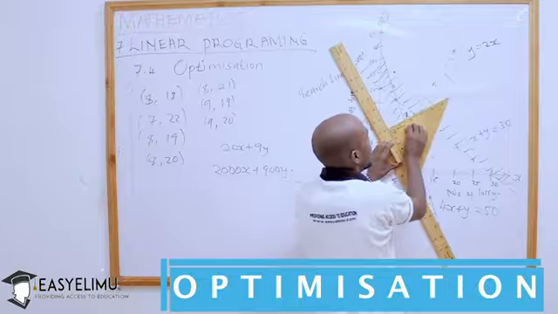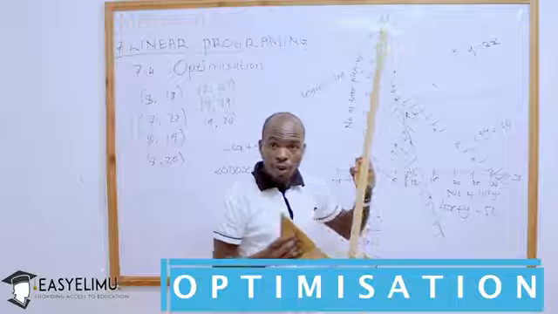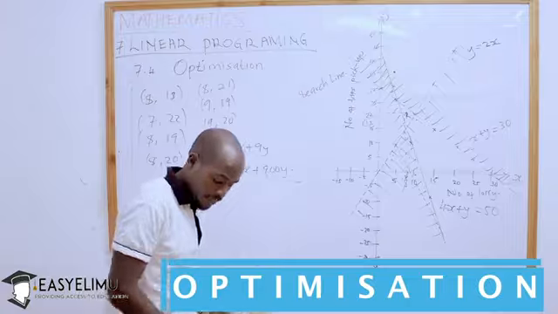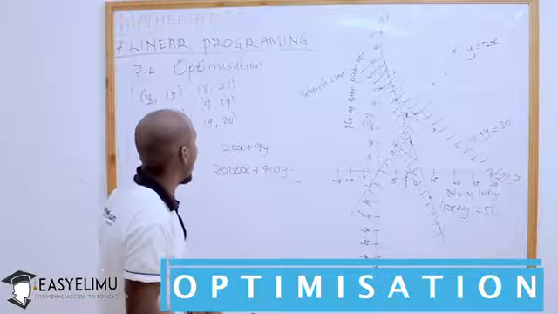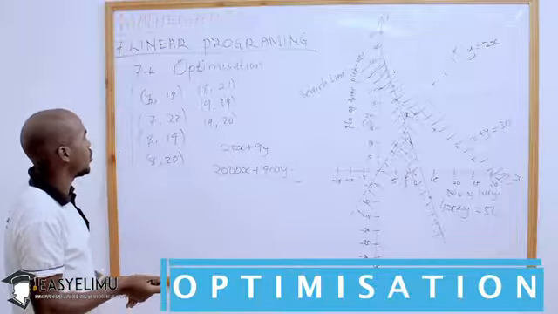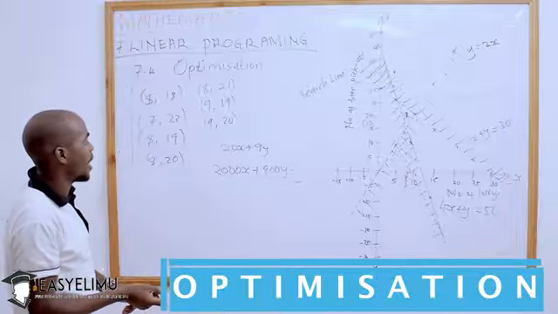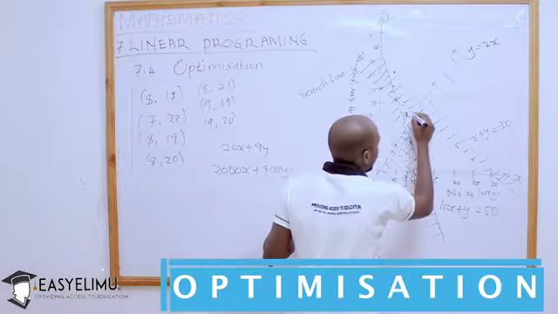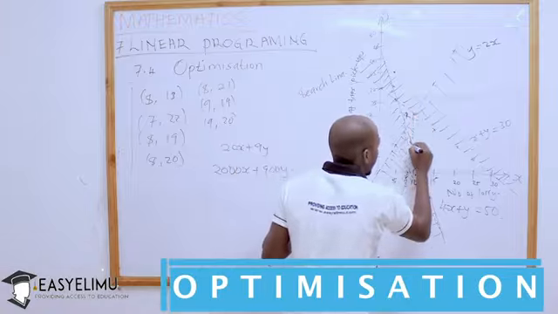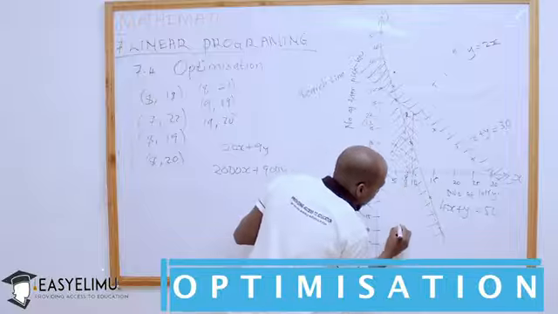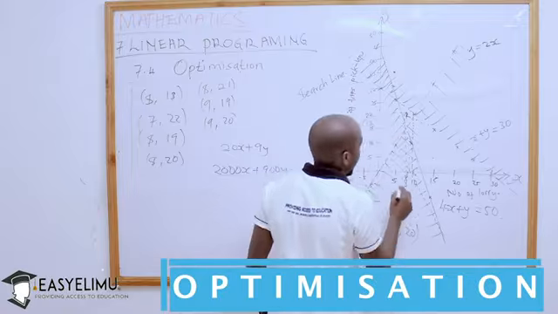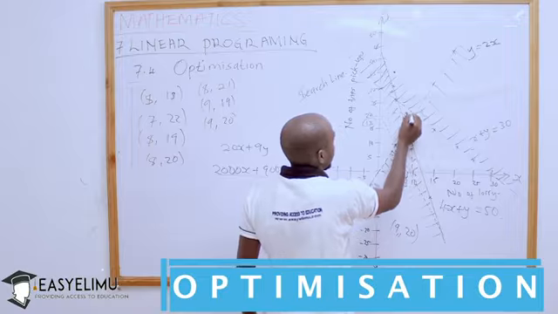And if you identify the coordinates of that point, you will find it is giving you the maximum amount you can ever have. And that point will give you 9 and 20. It will give you 9 and 20.